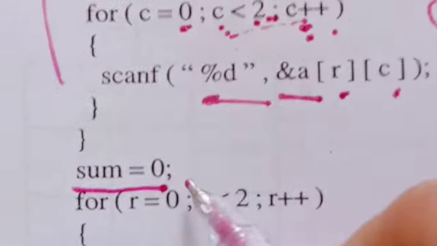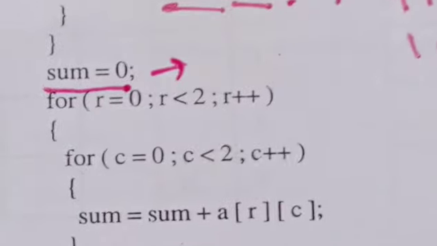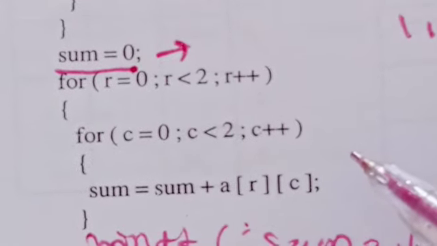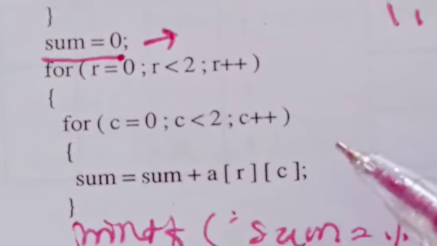Now sum we have assigned 0. We have not stored anything other than 0 in sum. Now we'll run 2 loops again, for each and every iteration. Now see how the loop runs. For each iteration, sum equals sum plus a of r c.